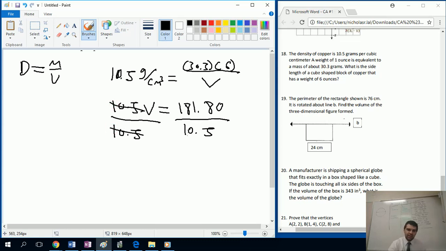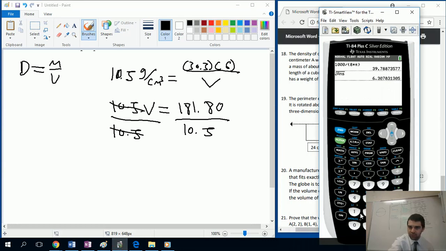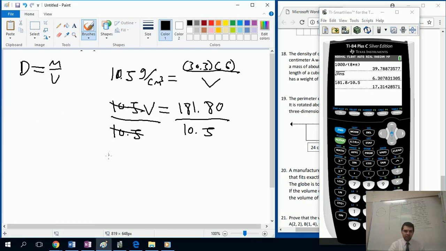181.8 divided by 10.5 is 17.314. So we can just simplify that to 17.31. Alright, so the volume of our shape is going to be 17.31, but this is a cube.